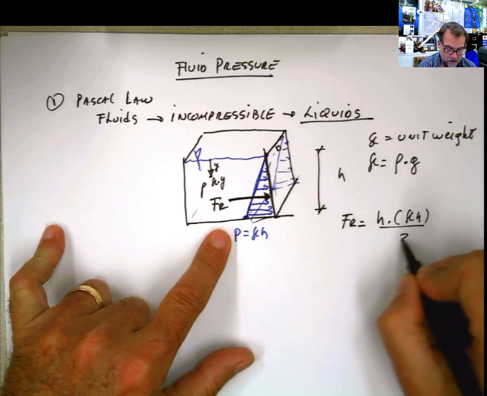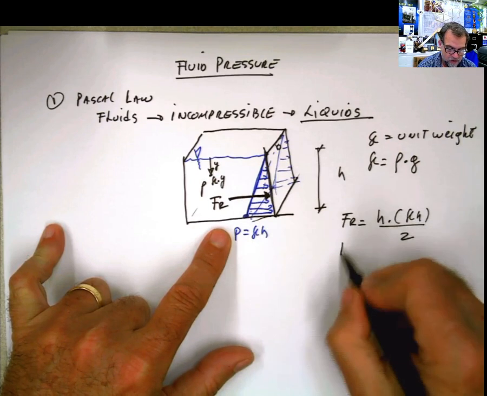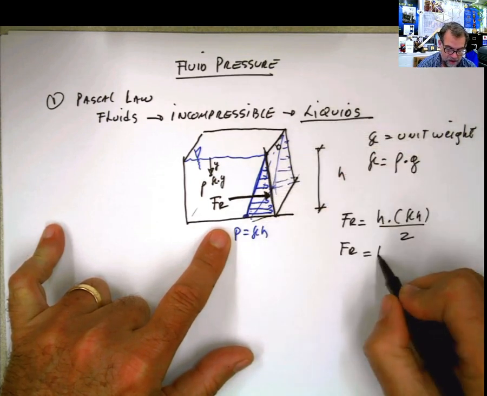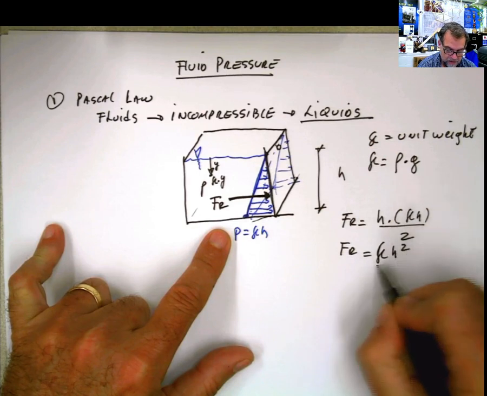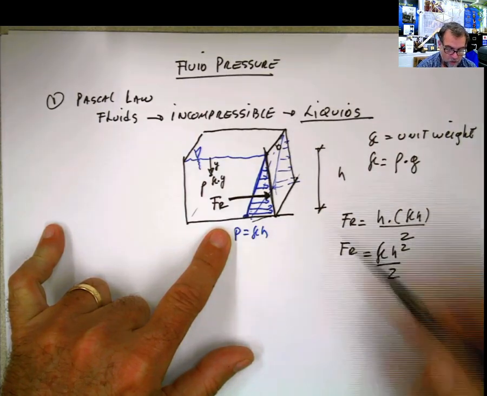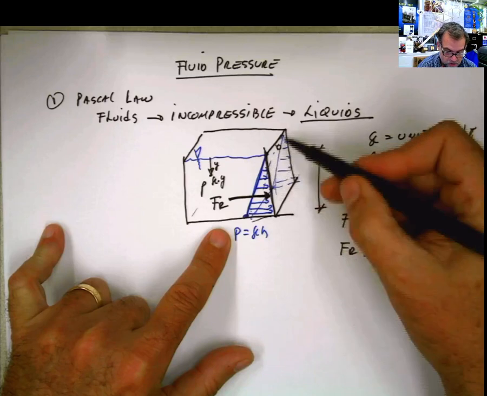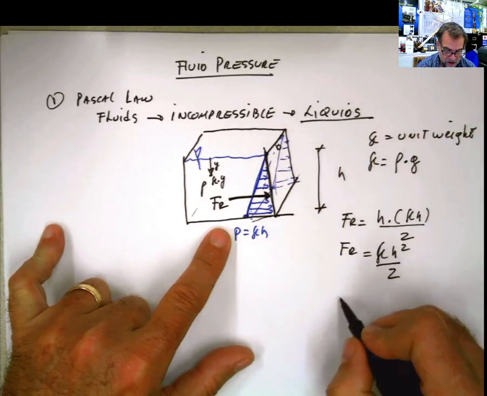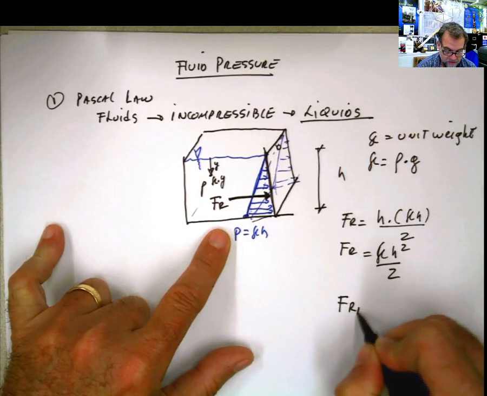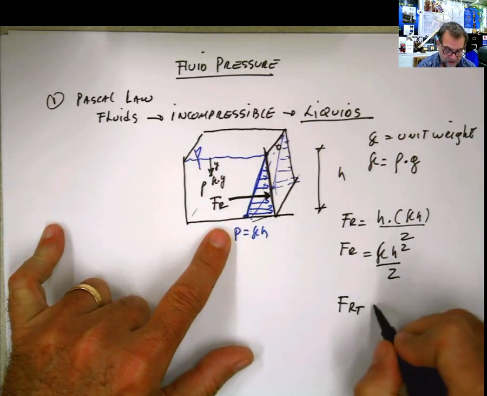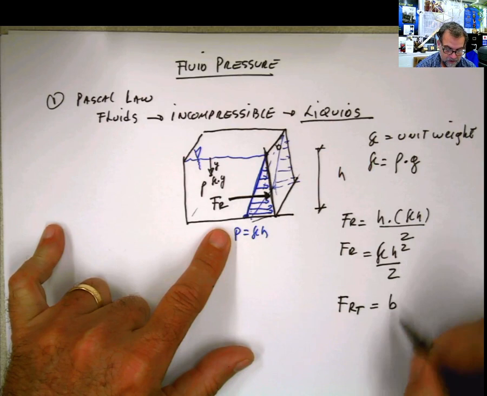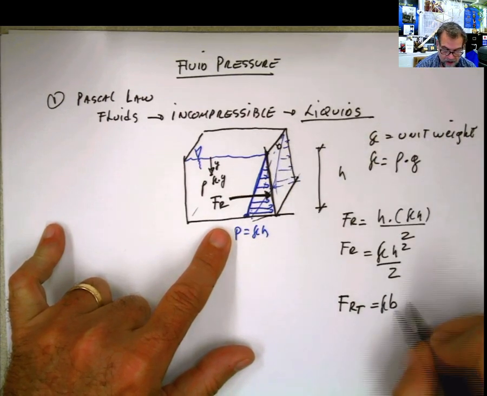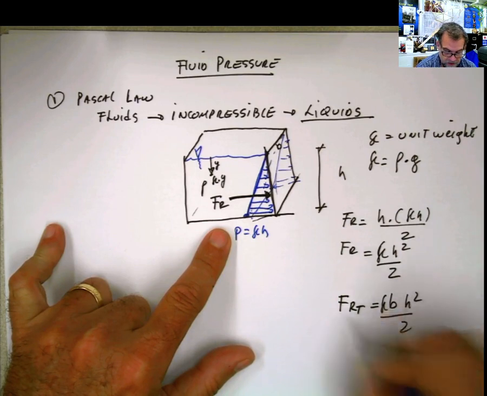That means that the resultant force in this phase is going to be equal to gamma H squared divided by 2. Now if you want to calculate the total resultant force, it is just this multiplied by B. So I'm going to call this total resultant force like that. It's going to be B, if B is constant of course, or gamma B H squared divided by 2.